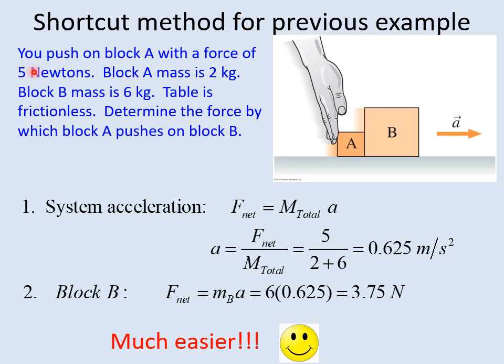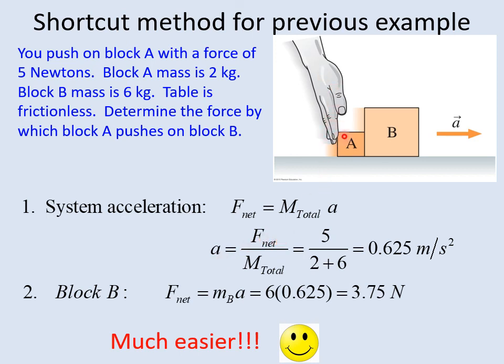So instead of doing all those steps shown on the last slide, we can get the same answer using basically just 2 steps. All right, so what's the trick here? Well, first of all, we find the system acceleration of both these blocks together. All right, and that's relatively easy. We say net force is equal to ma, where m is the total system mass of A and B added together. So the acceleration of our system is equal to the net force.